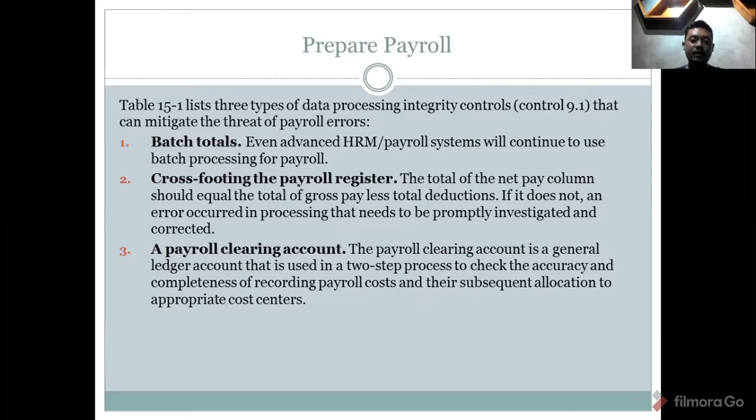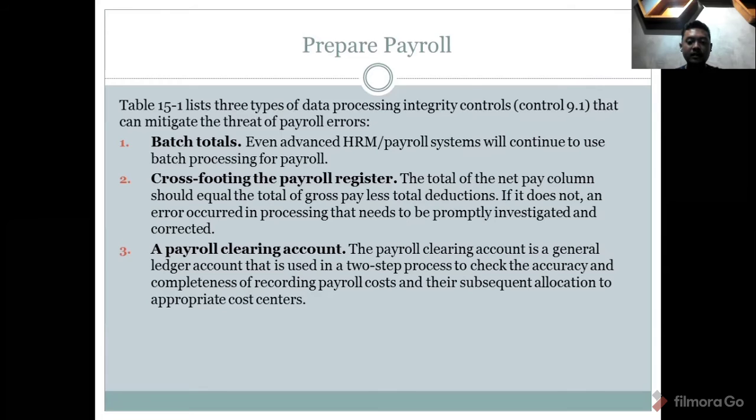Table 50.1 lists three types of data processing integrity controls that can mitigate the threat of payroll error. First, batch totals. Even an advanced human resource management or payroll system will continue to use batch processing for payroll. Second, cross-footing the payroll register. The total of the net pay columns should equal the total of gross pay less total deductions. If it doesn't, an error occurred in processing that needs to be promptly investigated and corrected.